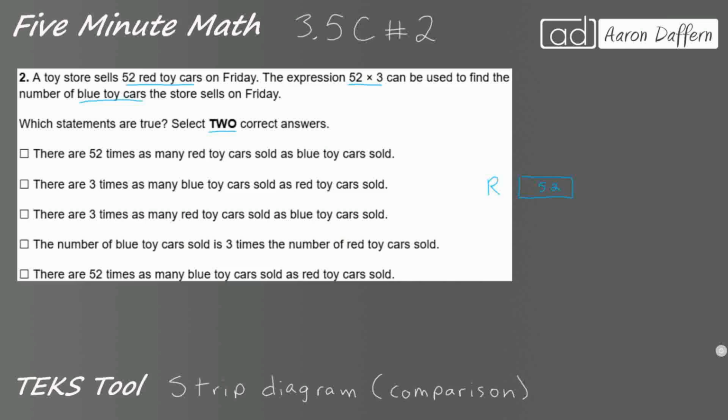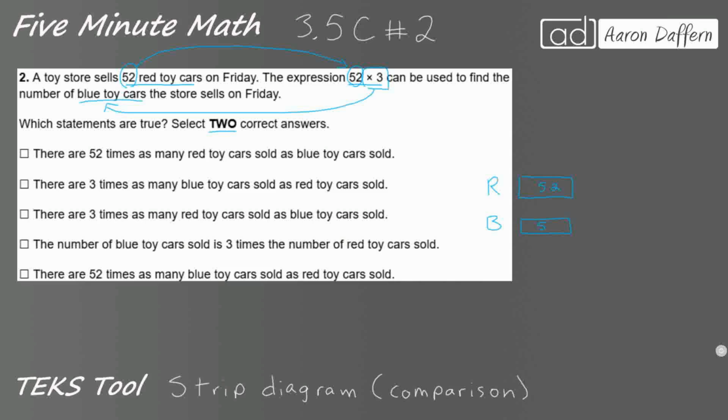Now, you notice how 52 is in the expression and the number of cars? That is going to be our clue that the 52 in our expression of 52 times 3 actually refers to the 52 red toy cars. So the times 3 is what we need to find the number of blue cars. So this is what we could do. We can take our blue cars.